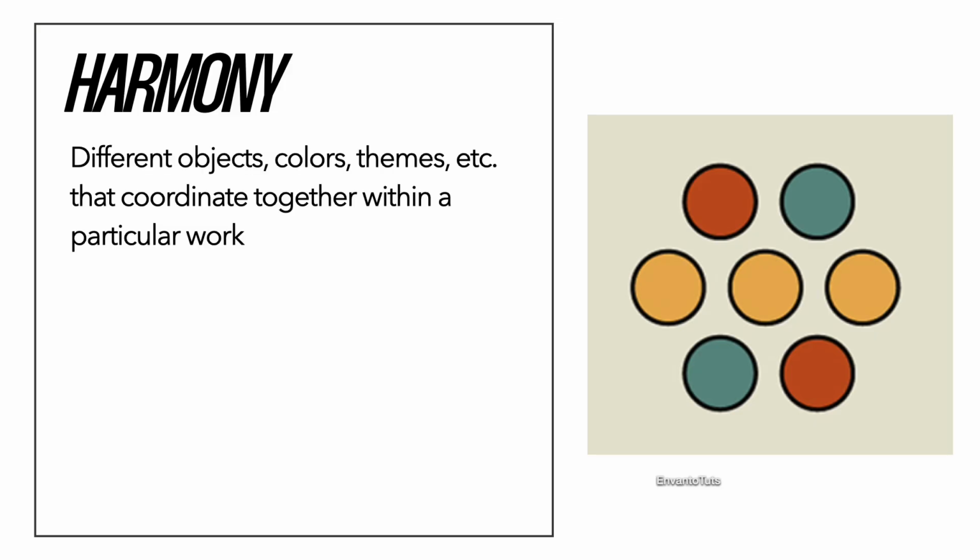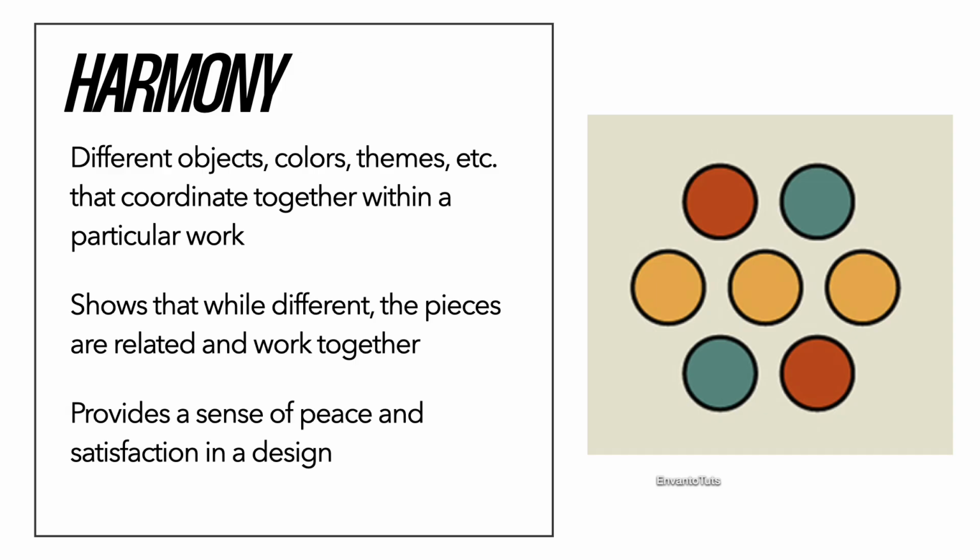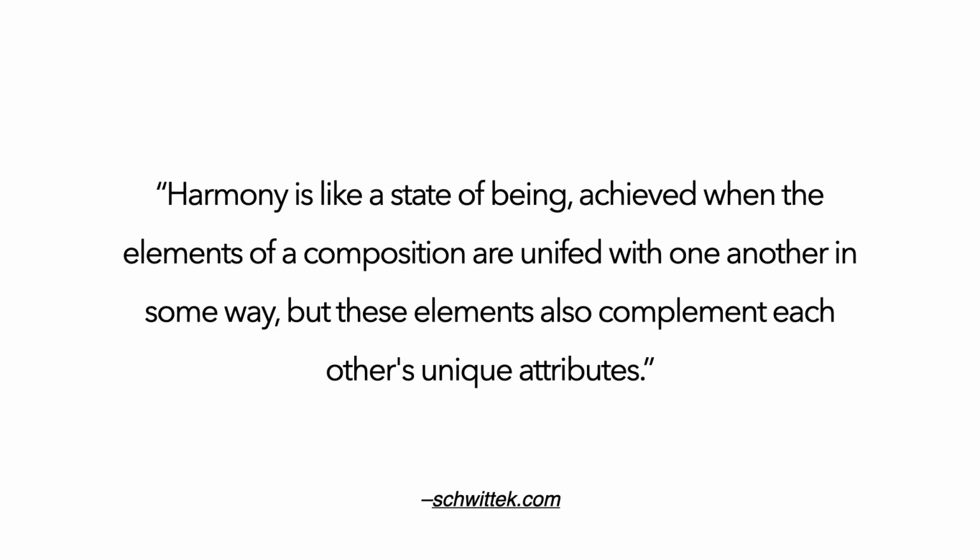Harmony is different objects, colors, themes, etc., that coordinate together within a particular work. This shows that while different, the pieces are related and work together, and they provide a sense of peace and satisfaction within a design. Harmony is like a state of being achieved when the elements of composition are unified with one another in some way, but these elements also complement each other's unique attributes.